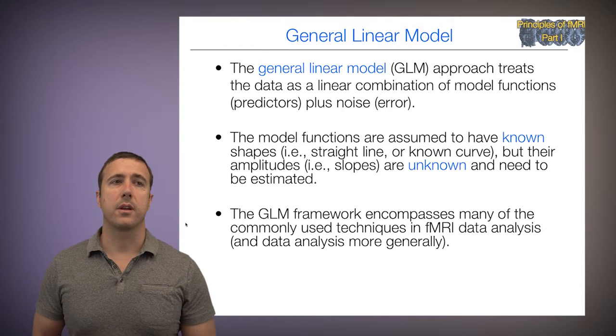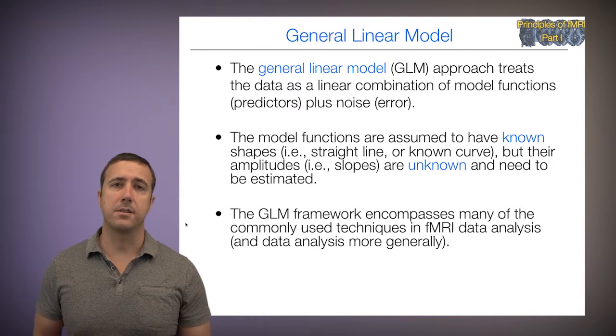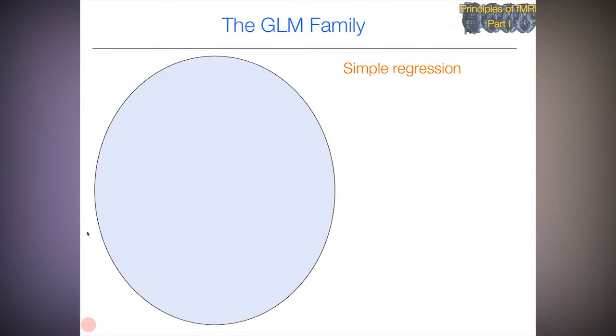The GLM framework encompasses many techniques in fMRI data analysis, and also data analysis more generally. So chances are you've used some version of this in your research before. Let's look now at the entire GLM family. Well, many of you might be familiar with simple regression, one outcome, one predictor, or with ANOVA, analysis of multiple categories. And those are both instances of the general linear model. So they fit within the broad GLM framework.